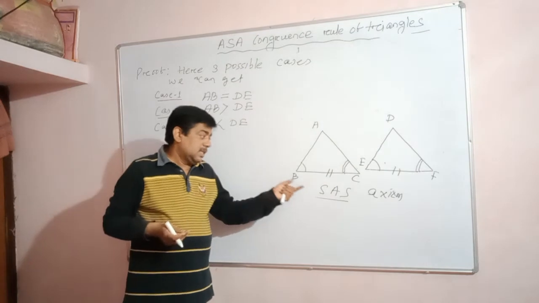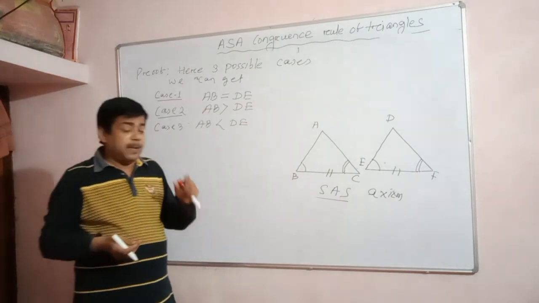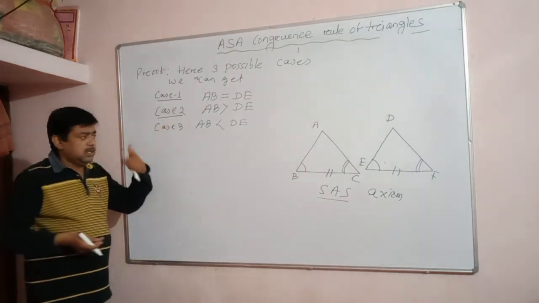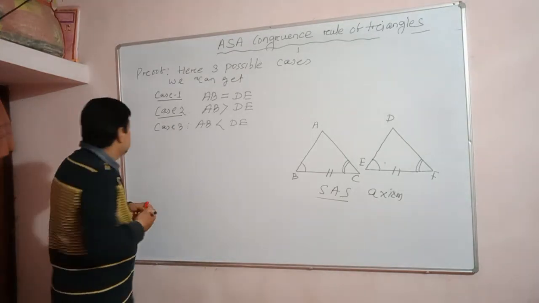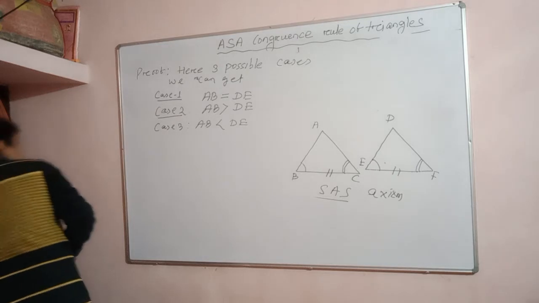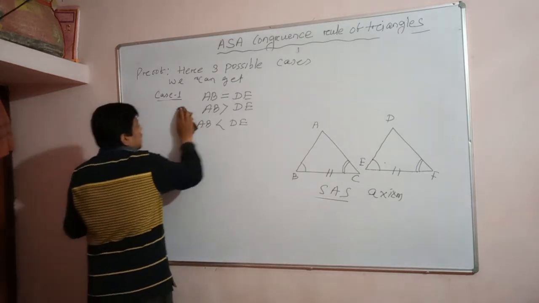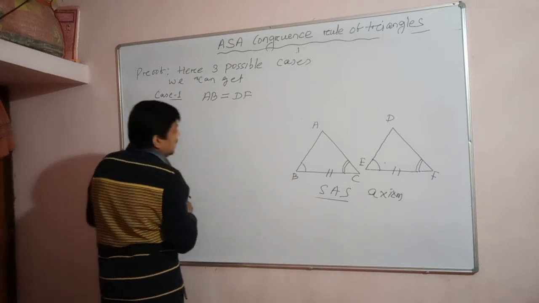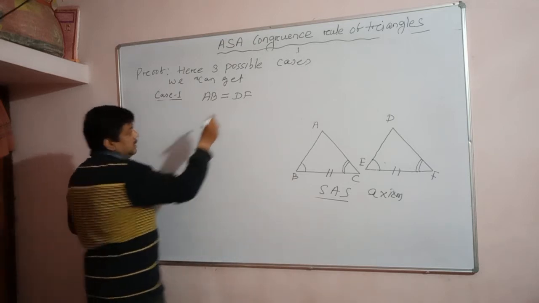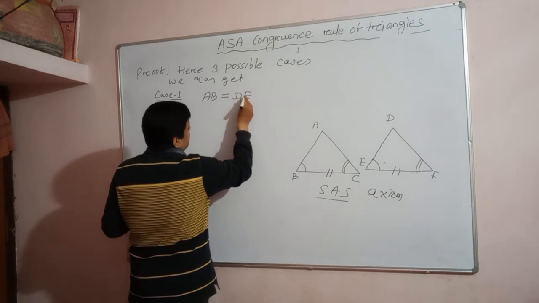Okay, if the side angle side axiom is satisfied, then naturally the statement can be treated as a proof. Let us see one by one. Case 1. In case 1, AB is equal to DE. Suppose AB is equal to DE.